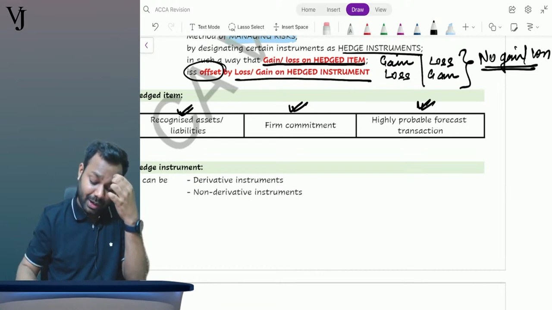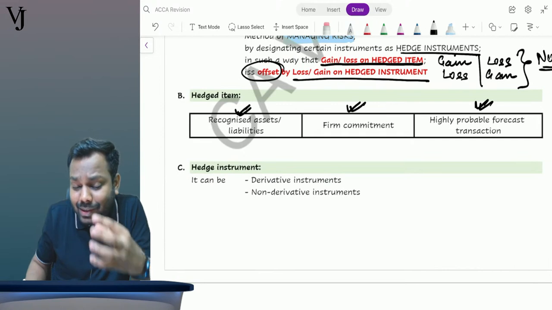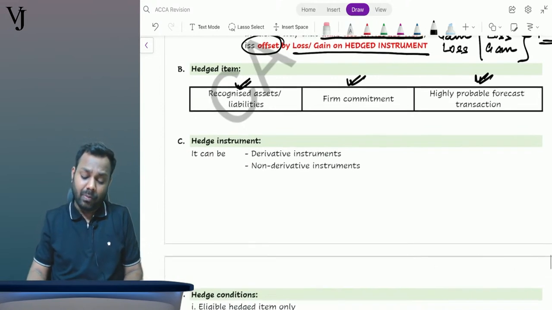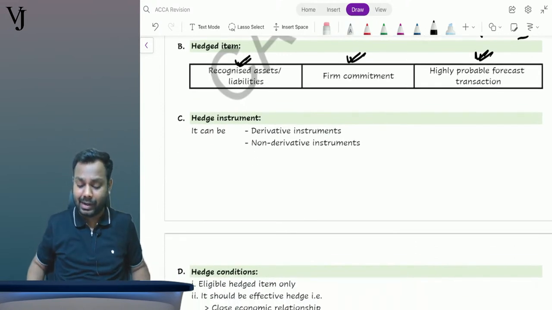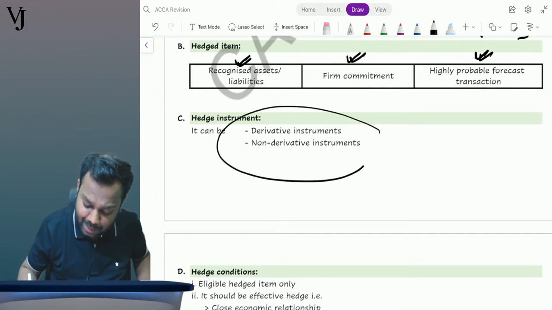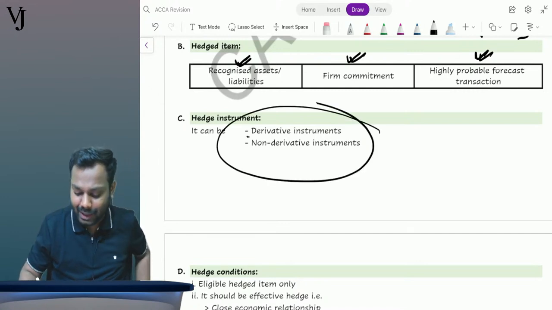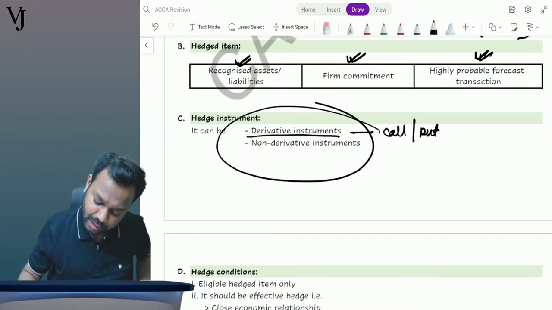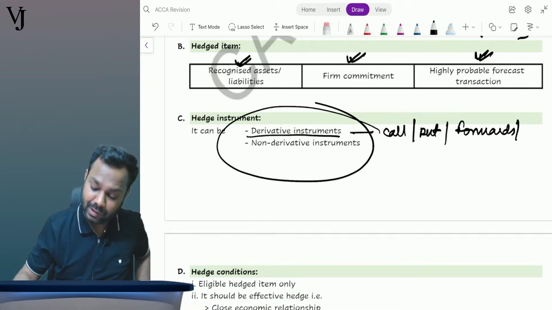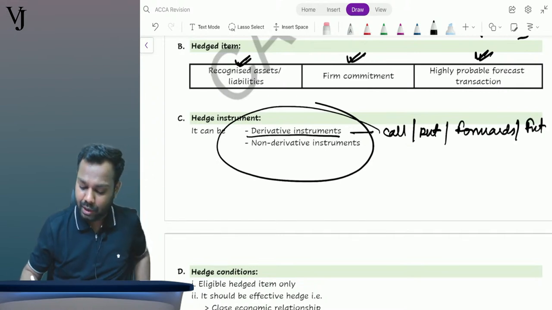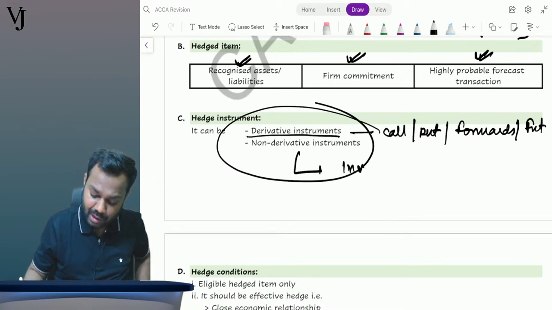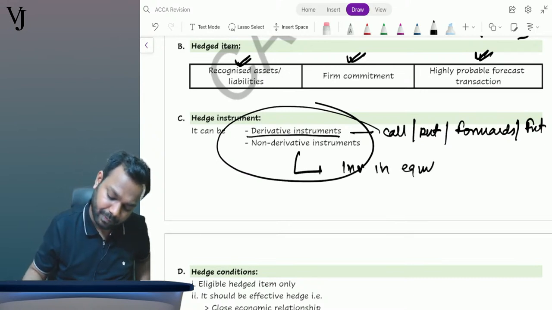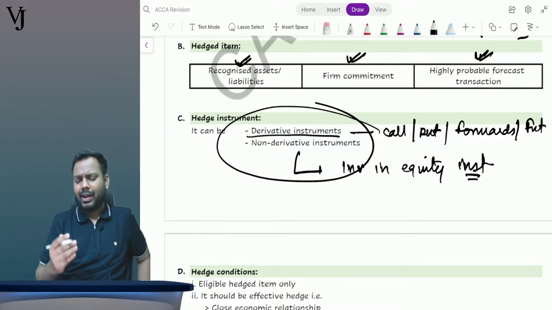Now, hedge instrument. To manage the risks in the hedged item, I enter into a hedge instrument. A hedge instrument can be a derivative instrument. It can be a call option, a put option, forwards, or futures. A non-derivative can be an investment in equity instruments. So these are the hedge instruments.